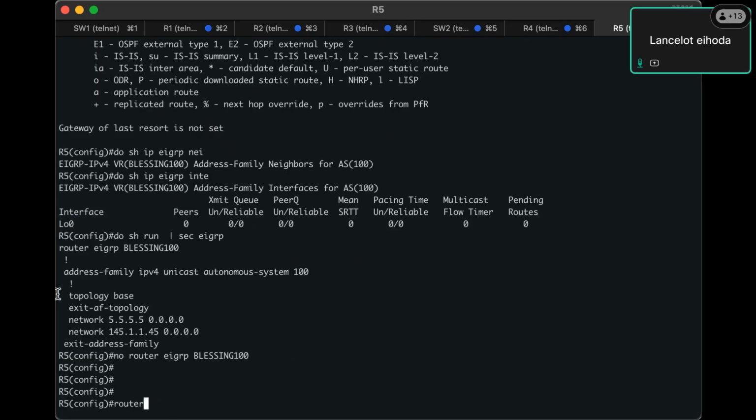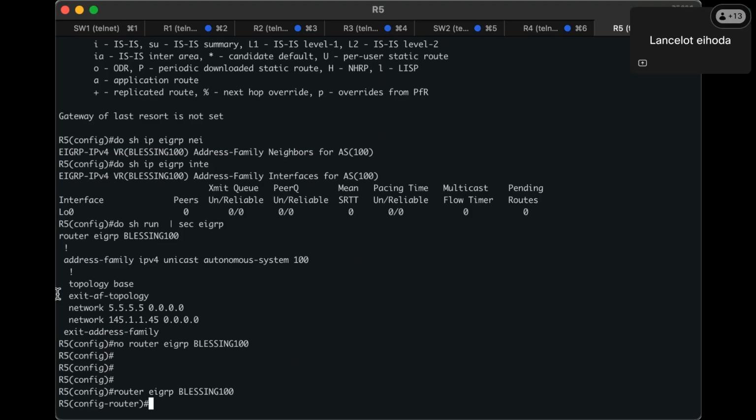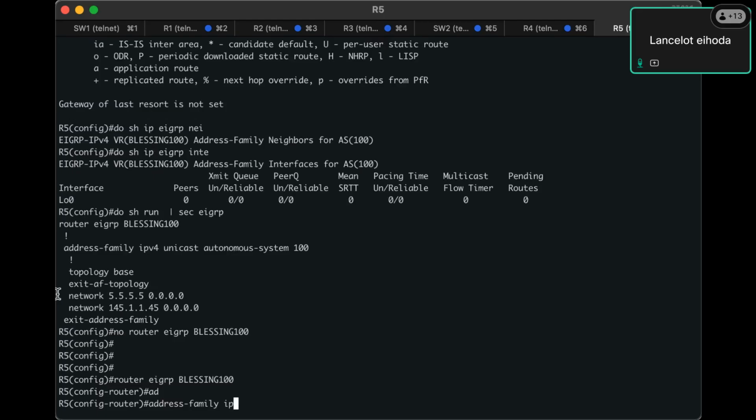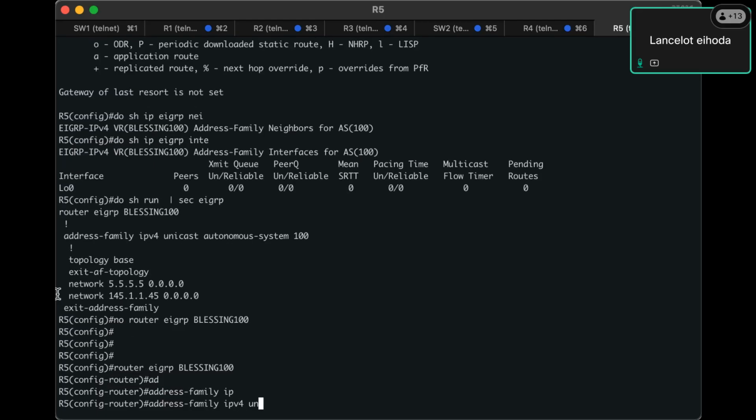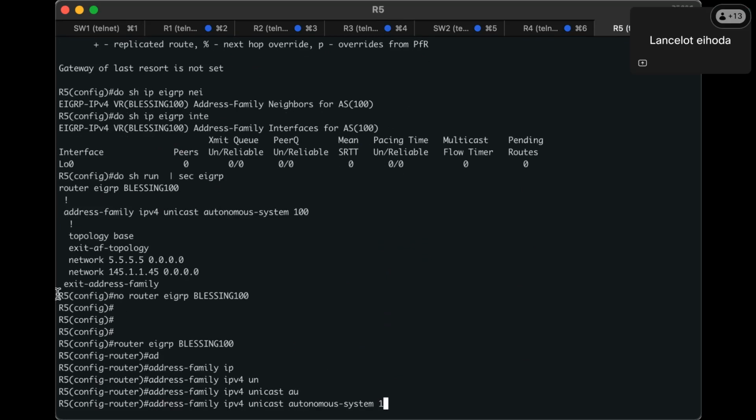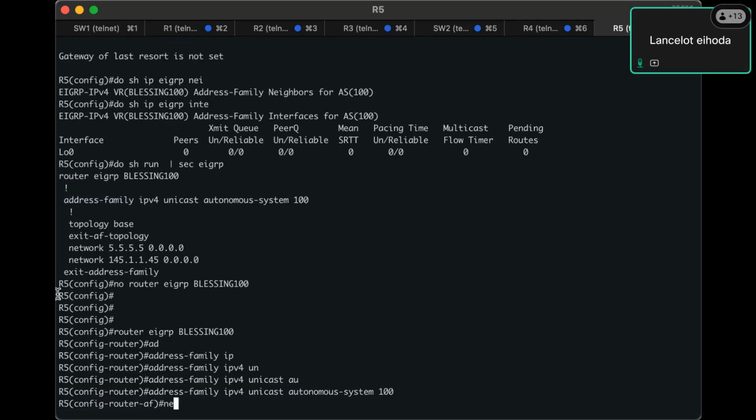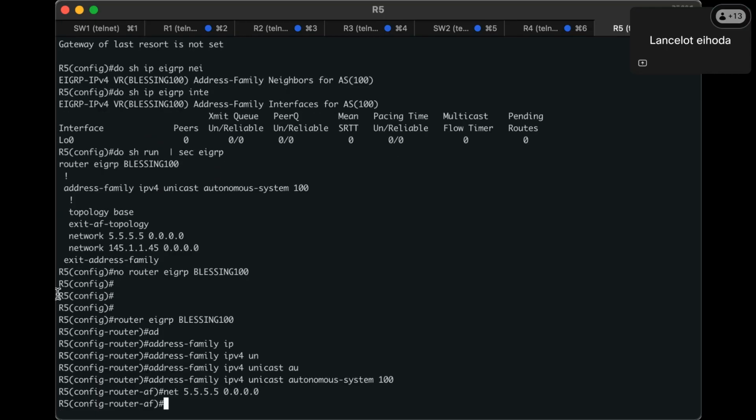Let's start again. Router EIGRP, blessing 100. Address family IPv4 unicast, autonomous system 100. Network 5.5.5.5. Network 145.1.1.45.